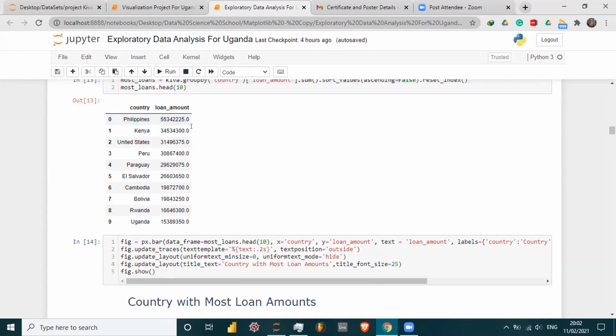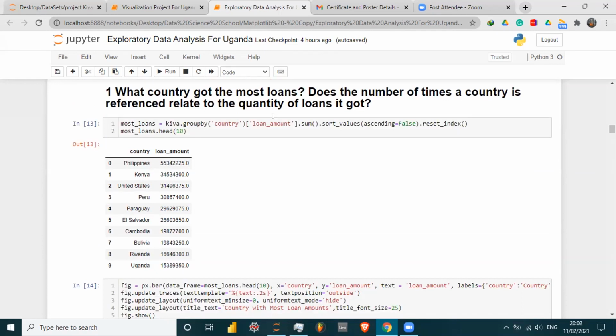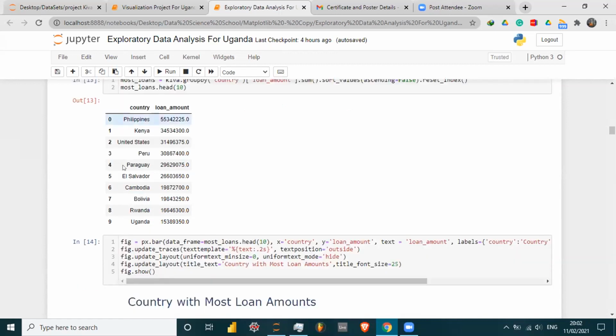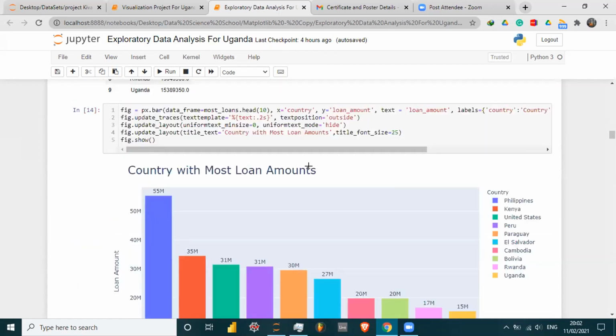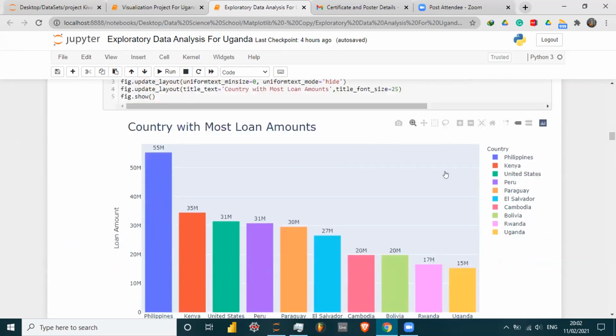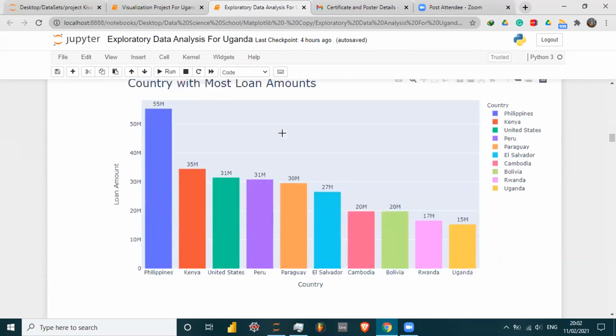So I grouped my data by country, then loan amount, then did the sum and sorting of the values, then reset the index, and I took only the top 10. I proceeded to use Plotly to plot the graph. And here is my graph, the countries with the most loan amounts. As you can see, the Philippines with a loan amount of 55,324,225, and proceeding like that until my country, Uganda.